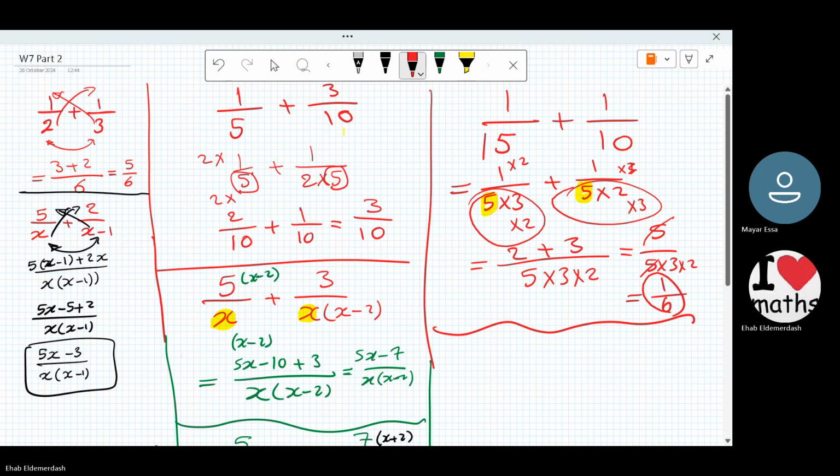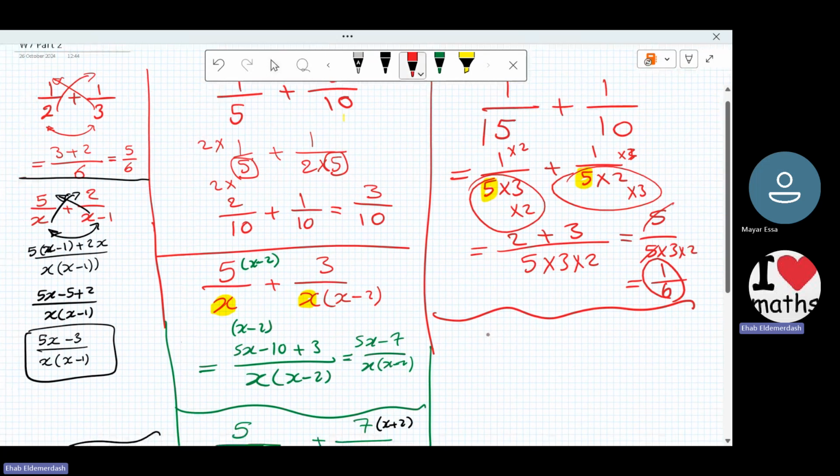It's the same scenario if I have this exercise: 1 over x minus 3 into x plus 1, plus 2 over x minus 3 into x minus 2. What will be my target? What is my target? To make what? Common denominator. What are we working on now? We are trying to make the common denominator, the same denominator.